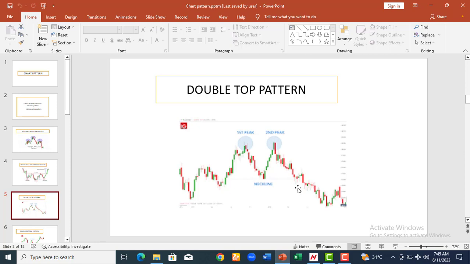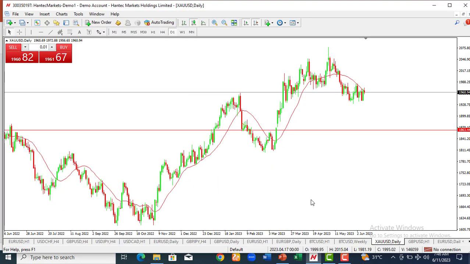Now, before you enter the market, you must always look out for what? Confirmations in the market. So you allow the pattern to form completely, then after formation, you wait for a retracement or a pullback before entering the market. Let me show you what I'm trying to say. Okay, there's a good example here. So this is what I'm trying to say.